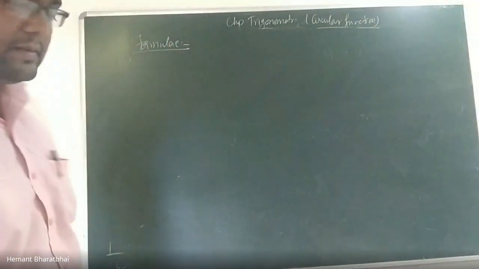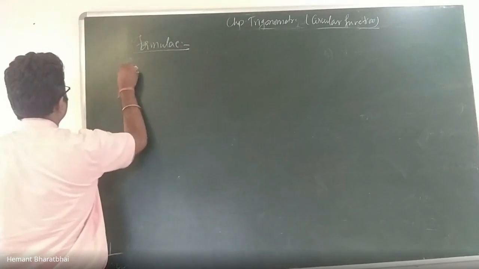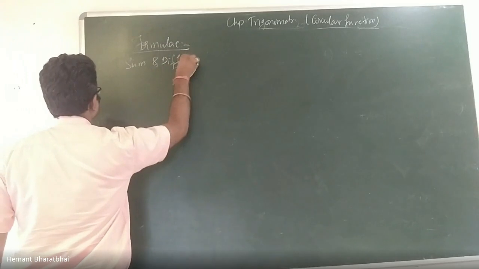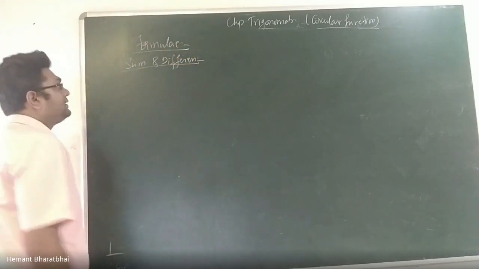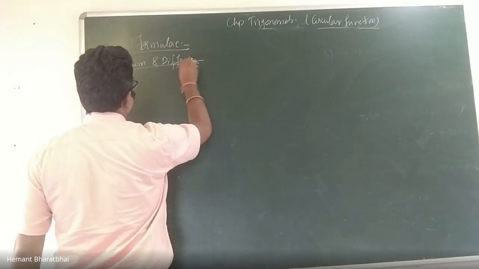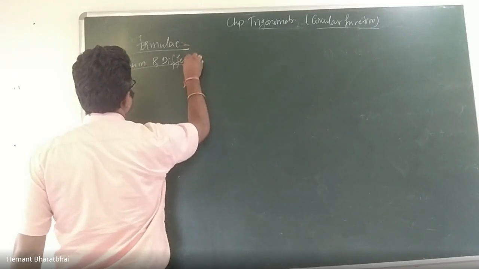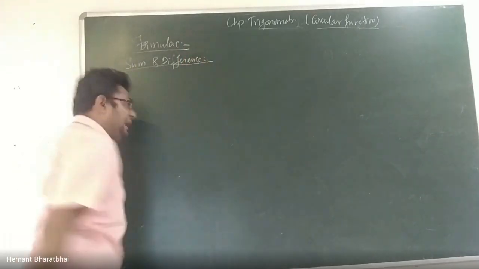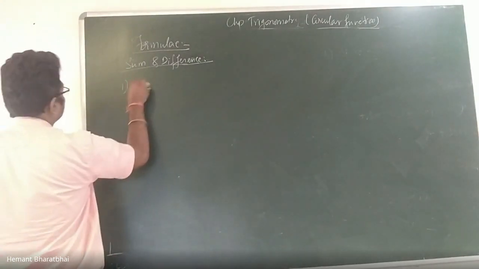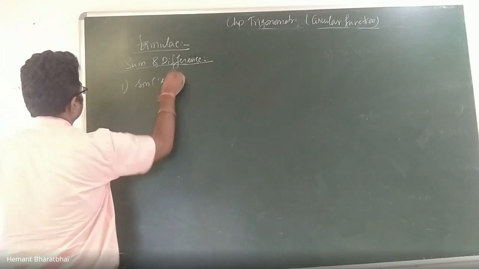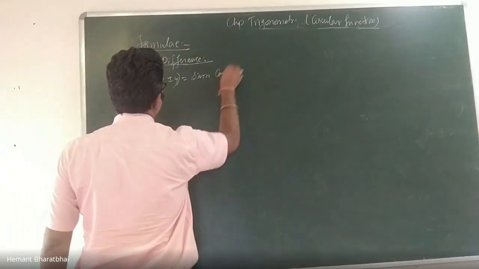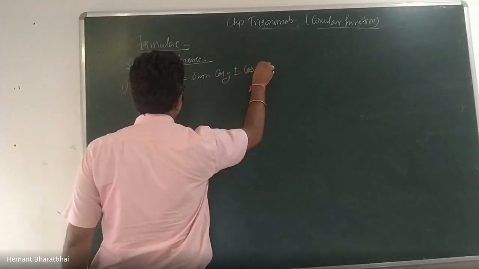Next set of formulae, these are very, very important. The first set of formula is called sum and difference. So the name itself suggests there it is going to be sum also, and there it is going to be difference also. Sum means addition and difference means subtraction, so the formula is going to have both the things. The first is sin of x plus minus y can be written as sin x into cos y plus minus cos x into sin y.